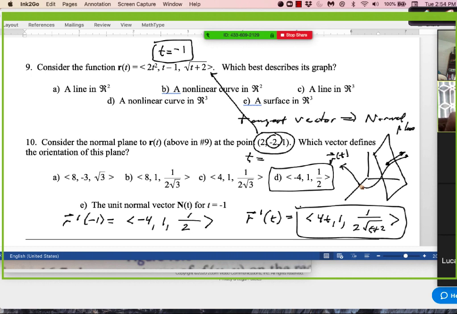So for this one, you need to remember that the tangent vector is what defines the normal plane, because the tangent vector is orthogonal to the normal plane. Then we need to get the t-value for this point in question, by figuring out what t-value gives these coordinates. And to get the tangent vector, we use the derivative or the rate of change vector function. Any questions on this one?